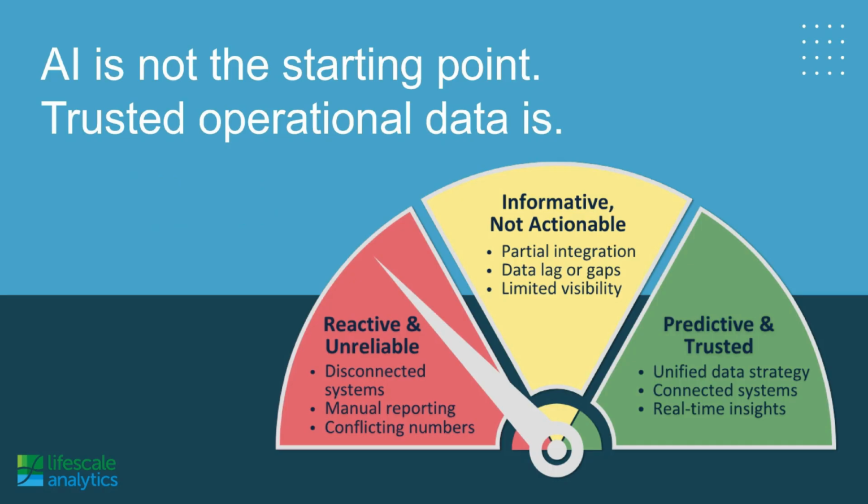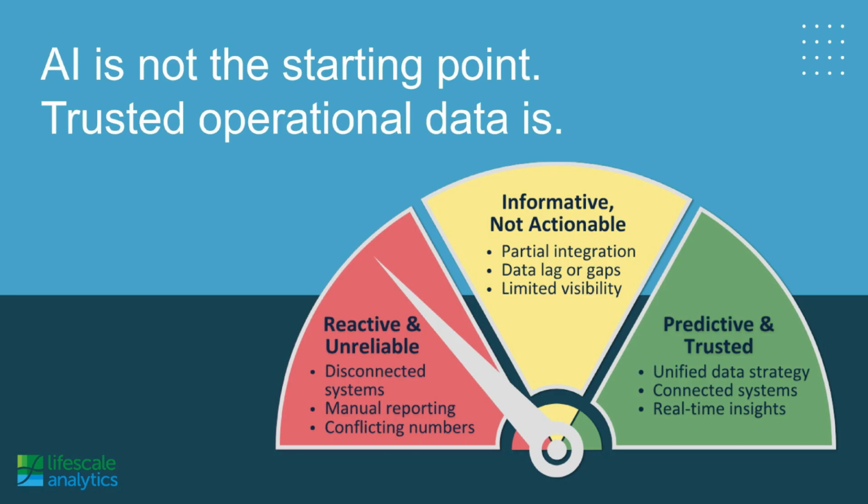What is the real starting point for AI in manufacturing? It is trusted operational data. AI is not the starting point. Trusted operational data is. This is one of the most important ideas in manufacturing data modernization. Manufacturers often want to move directly to artificial intelligence, machine learning, or automation. But AI depends on the quality, structure, and accessibility of the data behind it.